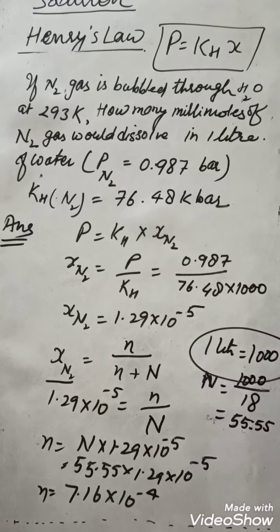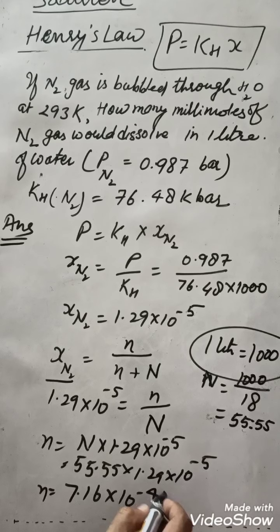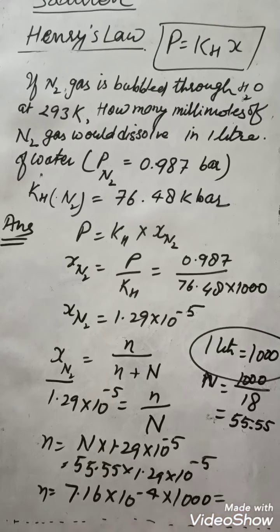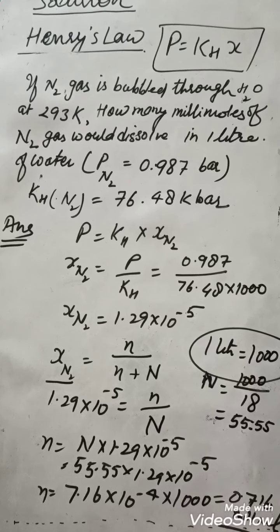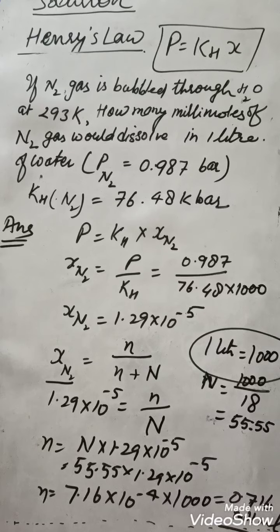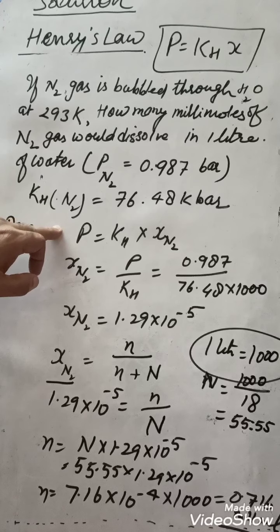When you simplify it, it is in mole, and to calculate in millimole, multiply by 1000. So it will be 7.16 into 10 to the power minus 1, that means 0.716 millimole. This is the answer. So one question like this is generally asked in the board exam, in any one set, a 2 marks numerical or 3 marks numerical. So we can simplify by using this formula.